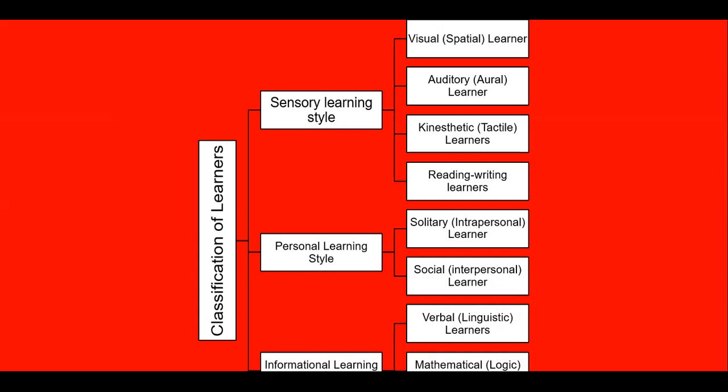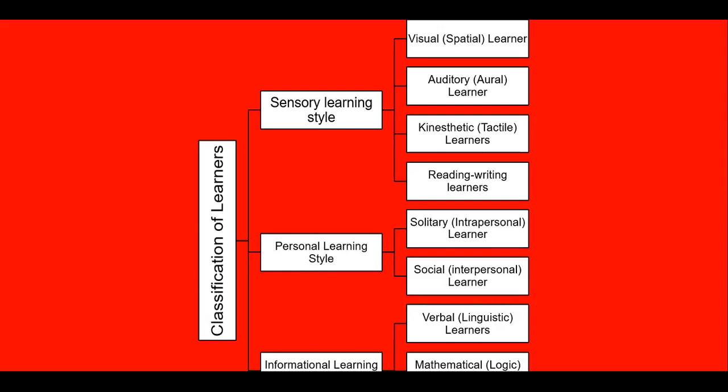The first one, sensory learning style, classifies learners based on the sense organs through which they access information, through which they take in information, through which they obtain information. And they are classified into 4. The first one is visual learner. These learners use their eyes. They learn better using vision. Second is the auditory learners who learn better through hearing.